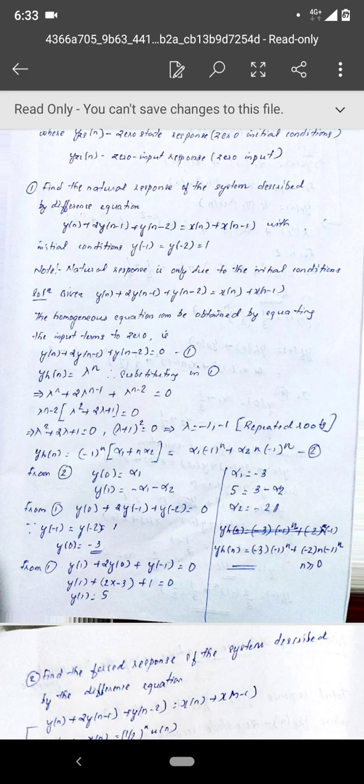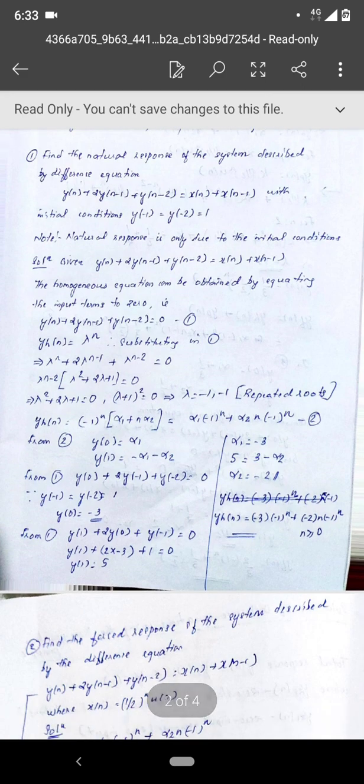We have to find the natural response. When you have to find the natural response, there is no input, and the only input is the initial conditions. So here you can see the initial conditions are given as y of -1 equal to y of -2 is equal to 1. You have to find the solution for any value of n greater than or equal to 0. That is why prior knowledge of initial conditions before n, that is at n is equal to -1 and n is equal to -2, are given.